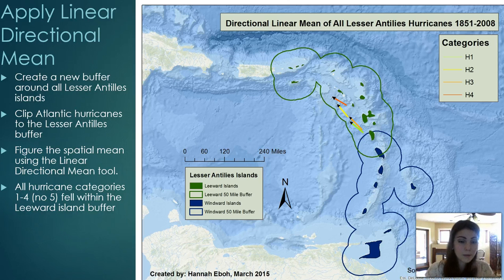Then I ran the statistic. So you can see that hurricane categories 1 through 4, because there is no 5, they all fell within the Leeward Island group, which significantly supports my hypothesis.